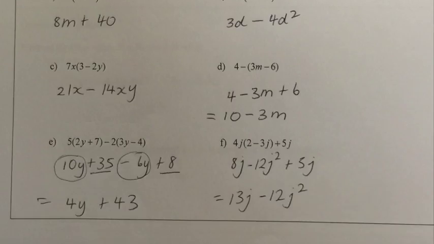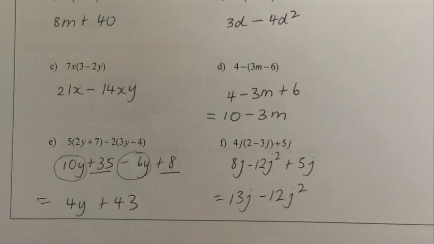Okay, so we're going to multiply and expand out the factors, the brackets. So we've got 5 multiplied by 2y plus 5 multiplied by 7. So that equals 10y plus 35. And then we've got minus 2 multiplied by 3y, so that equals minus 6y. We've got minus 2 multiplied by minus 8, so two negatives together equals plus 8. And again, you can see I've circled and underlined my like terms to help me to put them together. So 10y minus 6y equals 4y, and then 35 plus 8 equals 43. So we've got 4y plus 43.